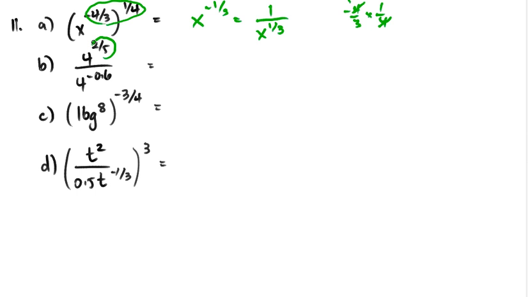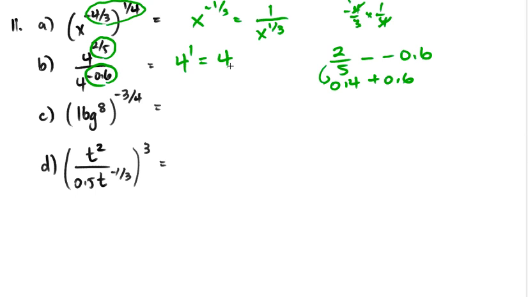For B, when you're dealing with decimals and fractions, we do want to do the rule, which is subtract the negative. It's easier to work when they're both decimals and both fractions. You can choose which you'd like to work with. I prefer changing this to a decimal. 2 negatives make a positive. 0.4 and 0.6 is 1, so this is equal to 4 to the 1, which is just equal to 4.